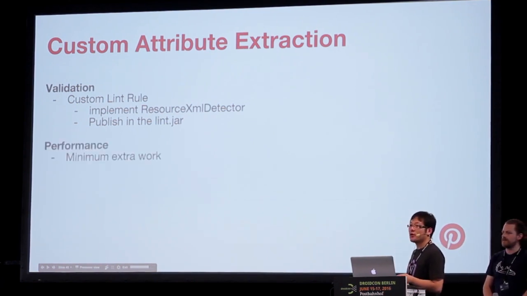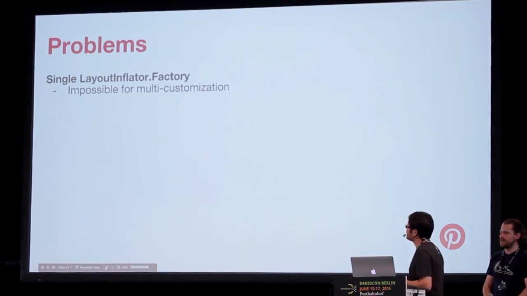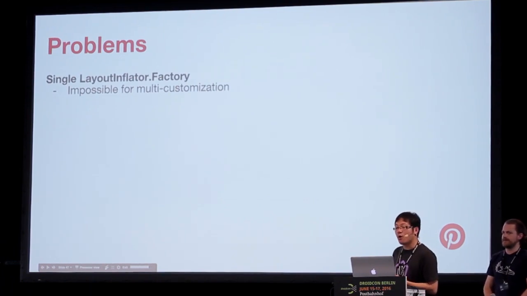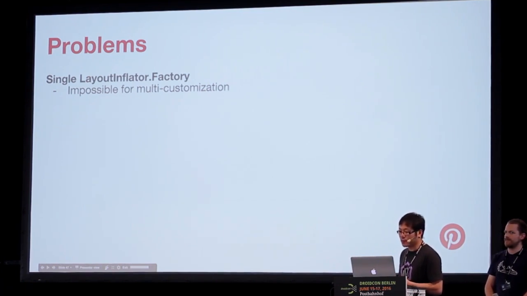Performance-wise, there's a little extra work added on view creation to only take the custom attributes. So far this solution looks good, but we also encounter problems. First, the default inflator factory can only allow one custom factory. While we use it for our Braille attributes, we couldn't do other customizations. This quickly becomes a problem for us since we also want to use a third-party library for typography. And that third-party library also requires its own customization for text view with the same approach.